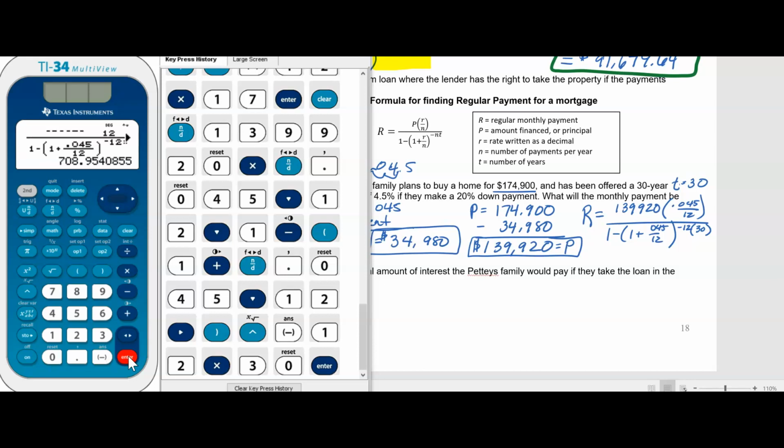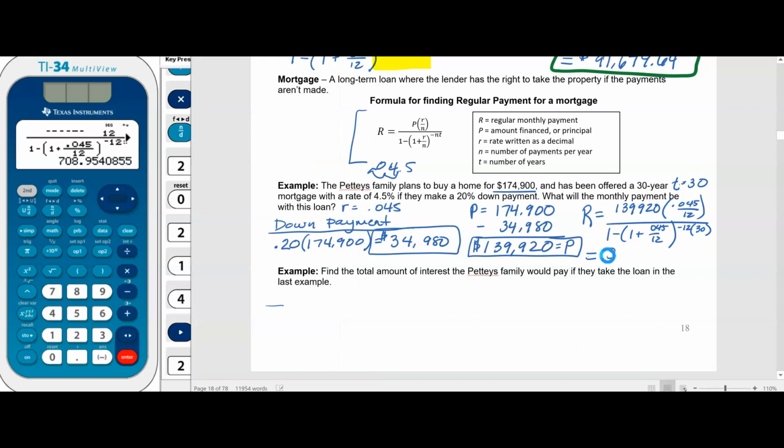And then enter. And then we are going to round all the answers, even if your homework directions don't state this. You're going to write all of your answers for these to two numbers after the decimal place, just like we would in any type of money situation. So $708.95, and this is how much this family is going to pay per month for their mortgage.